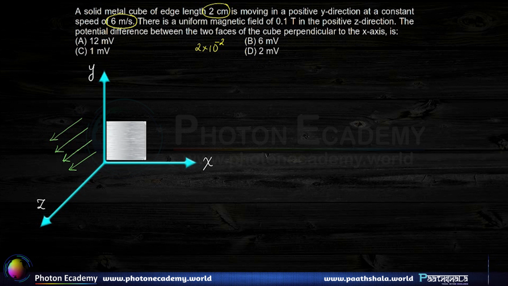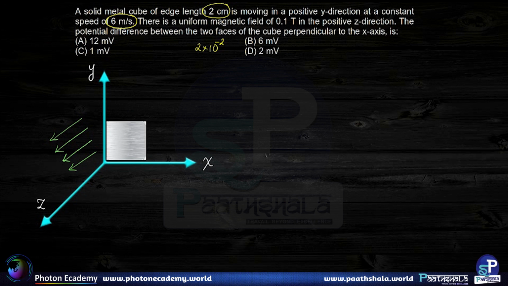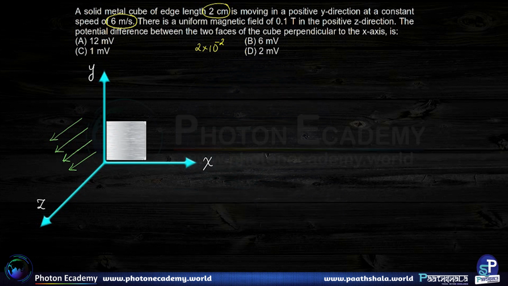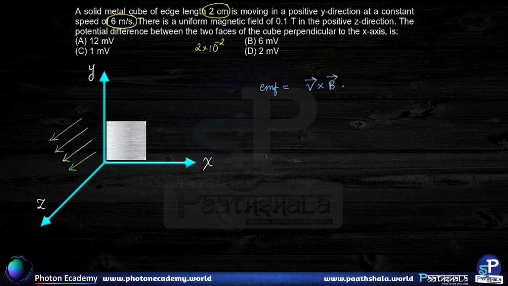The potential difference between the two faces of the cube perpendicular to the x-axis has been asked. So essentially this face of the cube and this face of the cube. So herein we basically have to write down the formula for motional EMF. Simply speaking, we need to write down the formula for motional EMF. Motional EMF is nothing but V cross B dot dl.